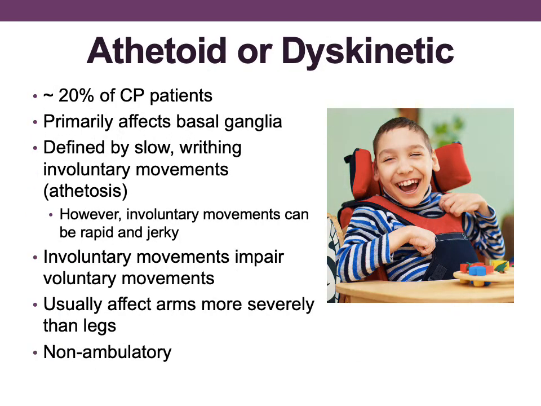Athetoid or dyskinetic cerebral palsy affects about 20% of CP patients. It primarily affects the basal ganglia, manifesting by slow, writhing, involuntary movements known as athetosis, which is how it gets its name. However, there can be intermittent episodes of involuntary movements that are rapid and jerky. Involuntary movements will impair voluntary movements. This usually affects the arms more severely than the legs, and these children are typically non-ambulatory.